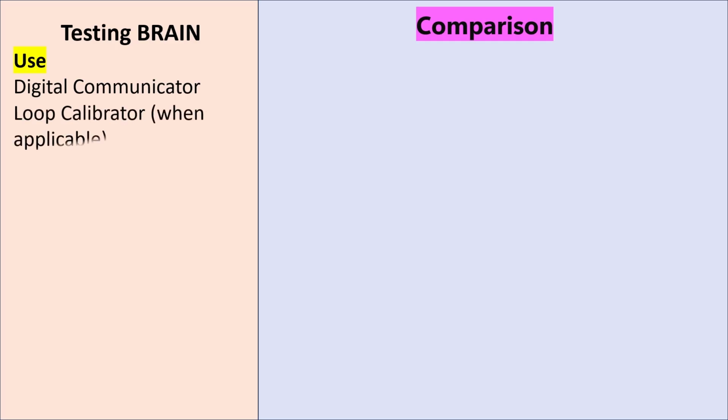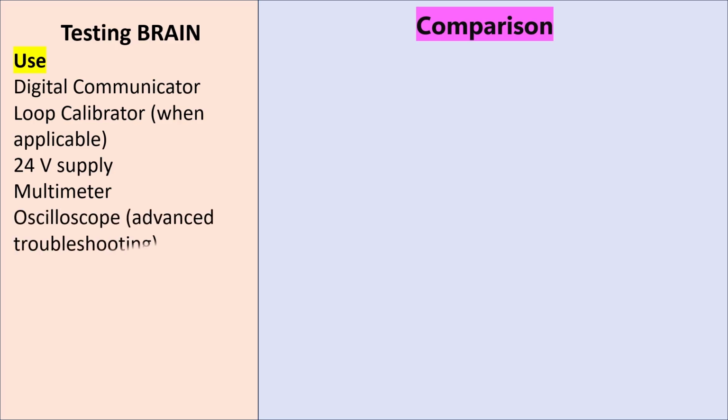As a comparison, testing BRAIN. Use a digital communicator. Loop calibrator when applicable. 24 volt supply. Multimeter. Oscilloscope for advanced troubleshooting.